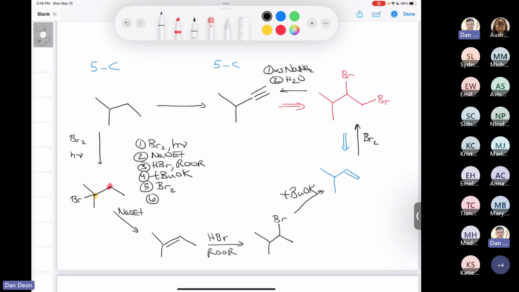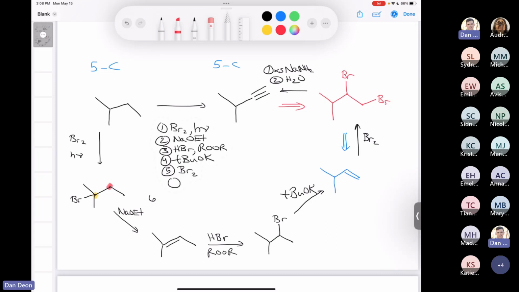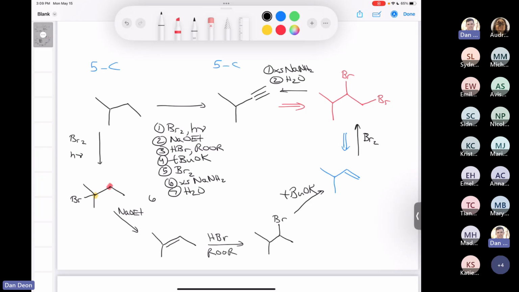Step 6, I'm running out of space here. Step 6 is going to be excess sodium amide. Step 7 is going to be water. So that's a 7-step synthesis to affect this transformation.